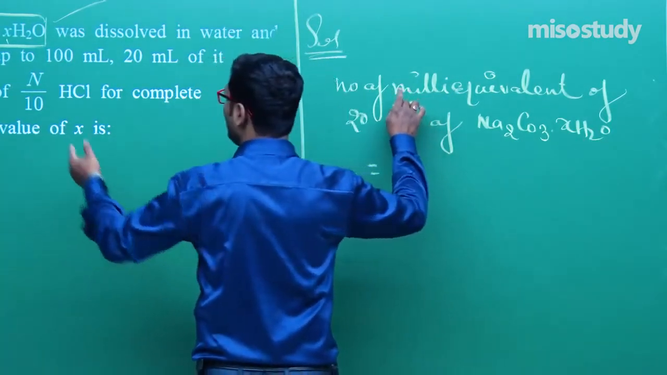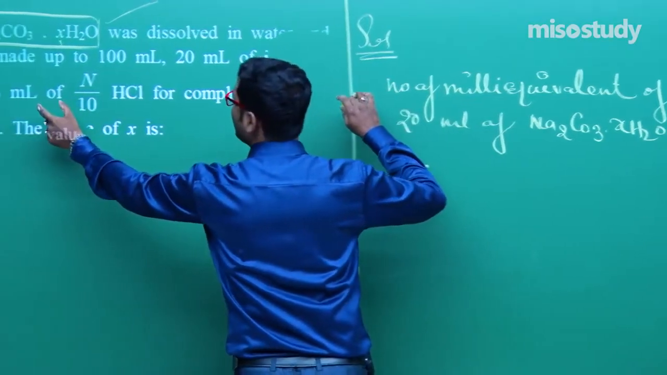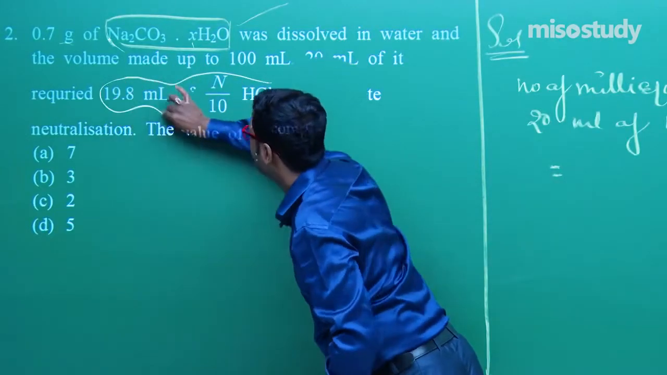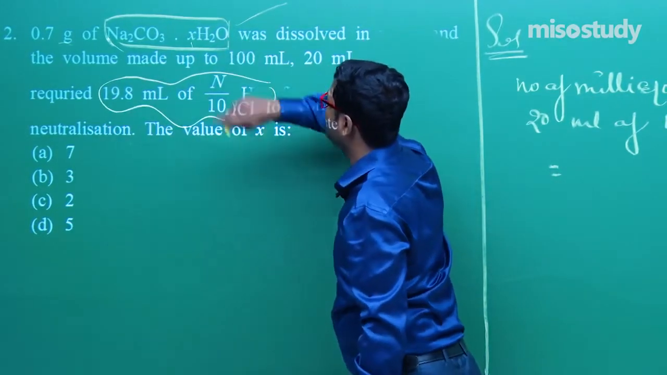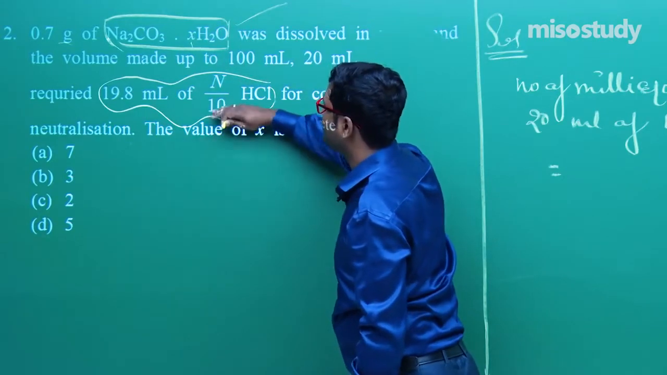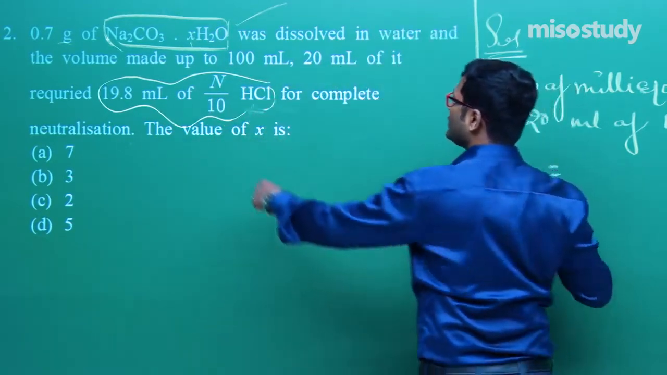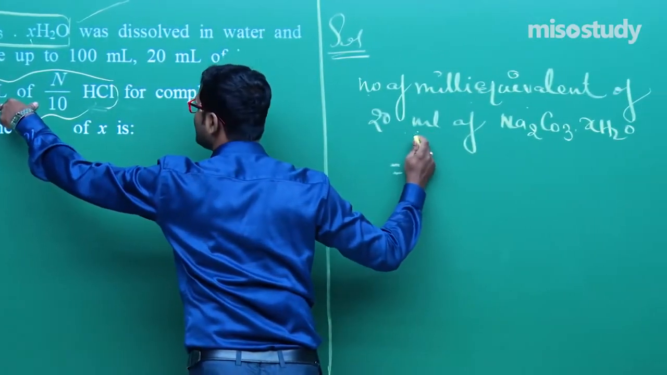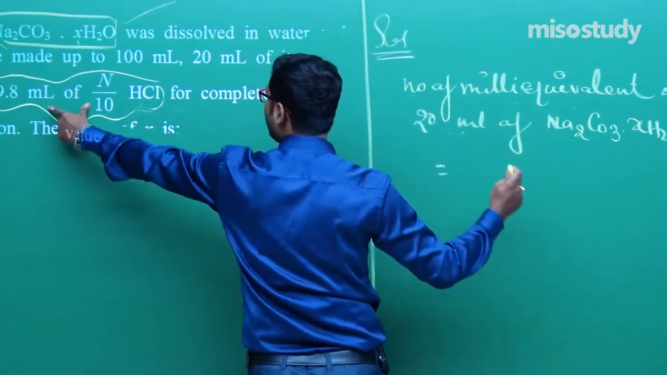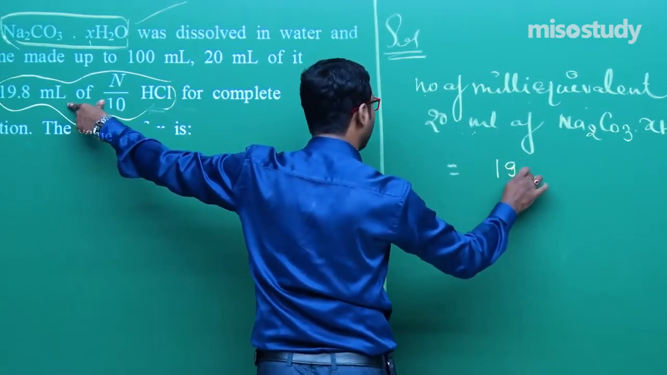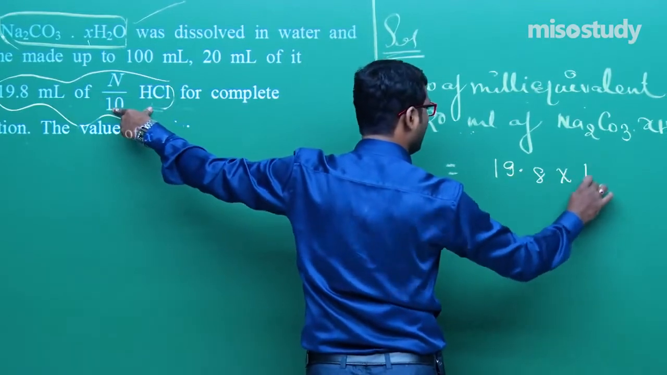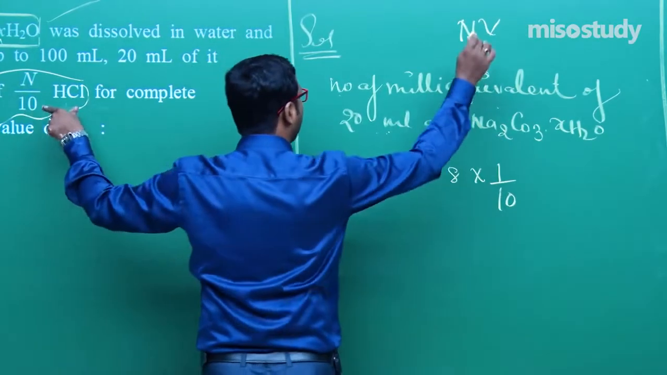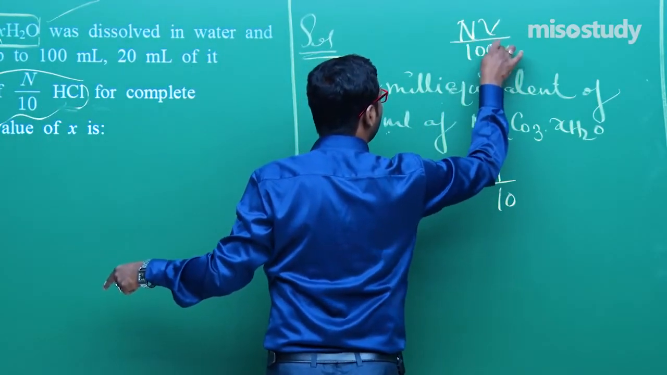Here we have 19.8 ml of N by 10. As we know, the number of milliequivalents of Na2CO3·XH2O will be equal to the number of milliequivalents of HCl. So the data is given. The number of milliequivalents of 20 ml of Na2CO3·XH2O will be equal to 19.8 into 1 by 10, because the number of milliequivalents is equal to N into V divided by 1000.